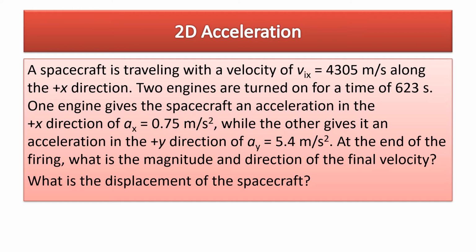One engine gives the spacecraft an acceleration in the positive x direction of 0.75 meters per second squared, while the other gives it an acceleration in the positive y direction of 5.4 meters per second squared. At the end of this firing, what is the magnitude and direction of the final velocity? What is the displacement of the spacecraft?